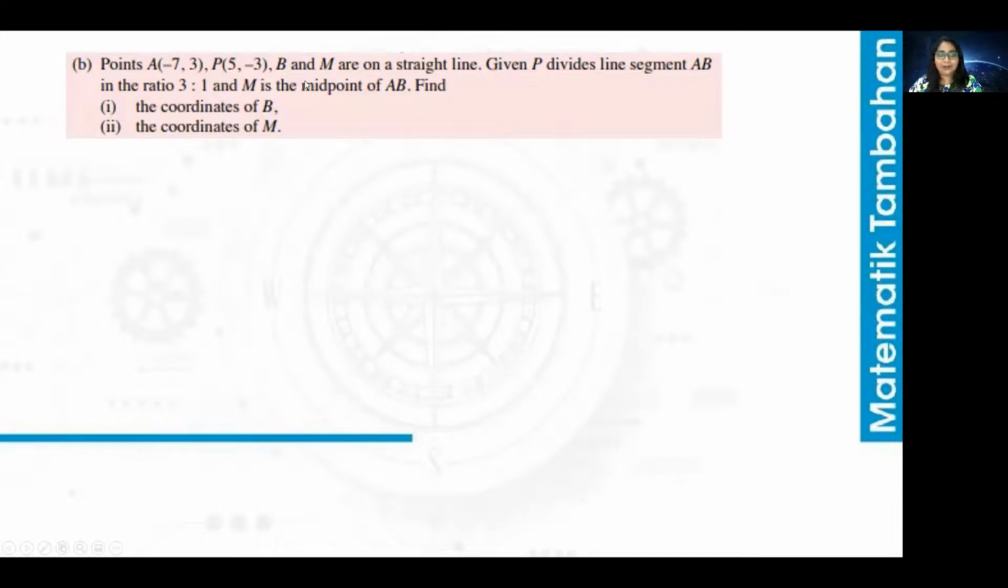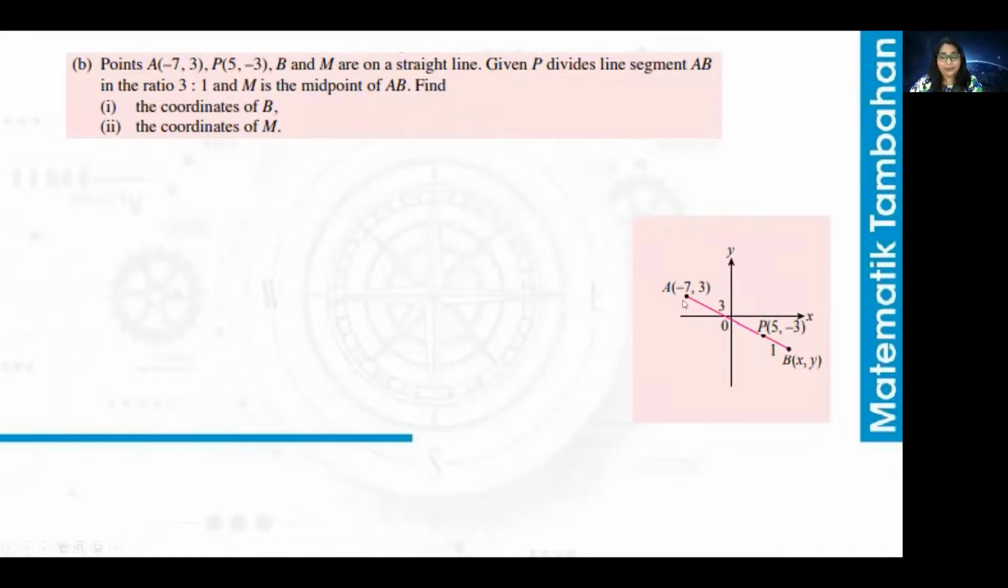Now, let's look at another variety of questions. So now here, you have points A (-7, 3), P (5, -3), B, and M on a straight line. You know P divides the line segment AB in the ratio 3:1, and M is the midpoint of AB. Fine, let's find the coordinate of B first, but before that, let's sketch the diagram. So in this question, you are given the point A of the line segment and point P, which divides the line segment. We are looking for point B.